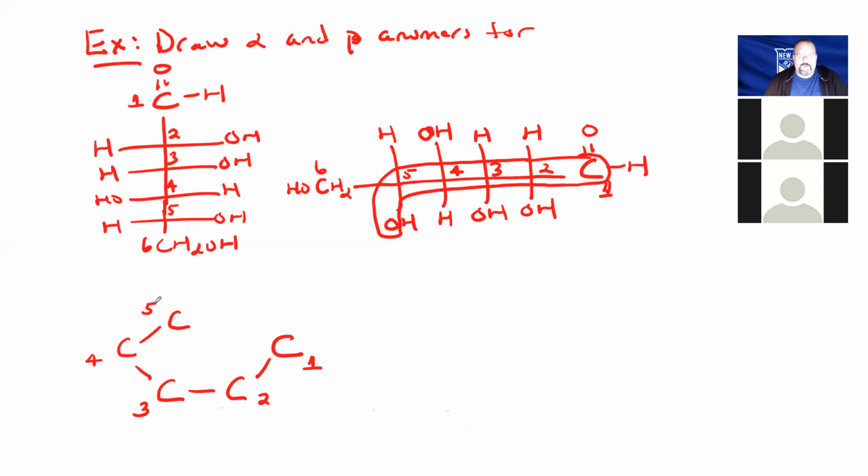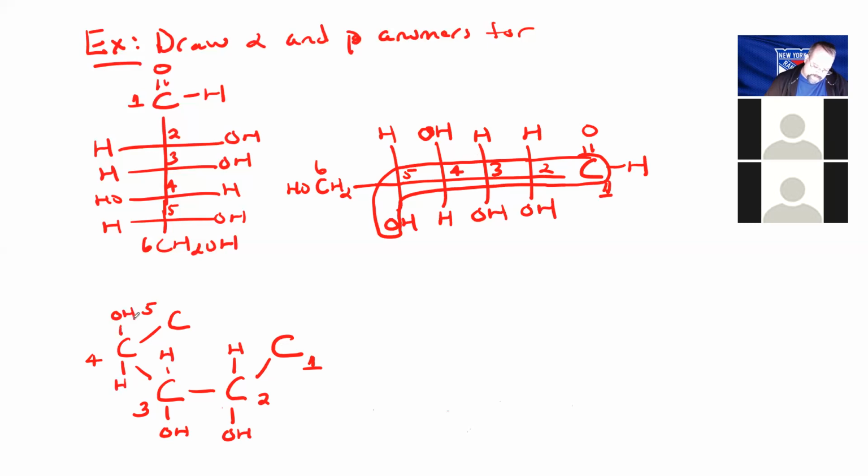Now, for carbons 2, 3, and 4, the way I'm going to fill in the 2 other bonds for each of them is I'm going to go back to my picture where the Fischer projection was horizontal and fill them in like I have it. So for carbon 2, OH down, H up. Carbon 3, OH down, H up. Carbon 4, H down, OH up.